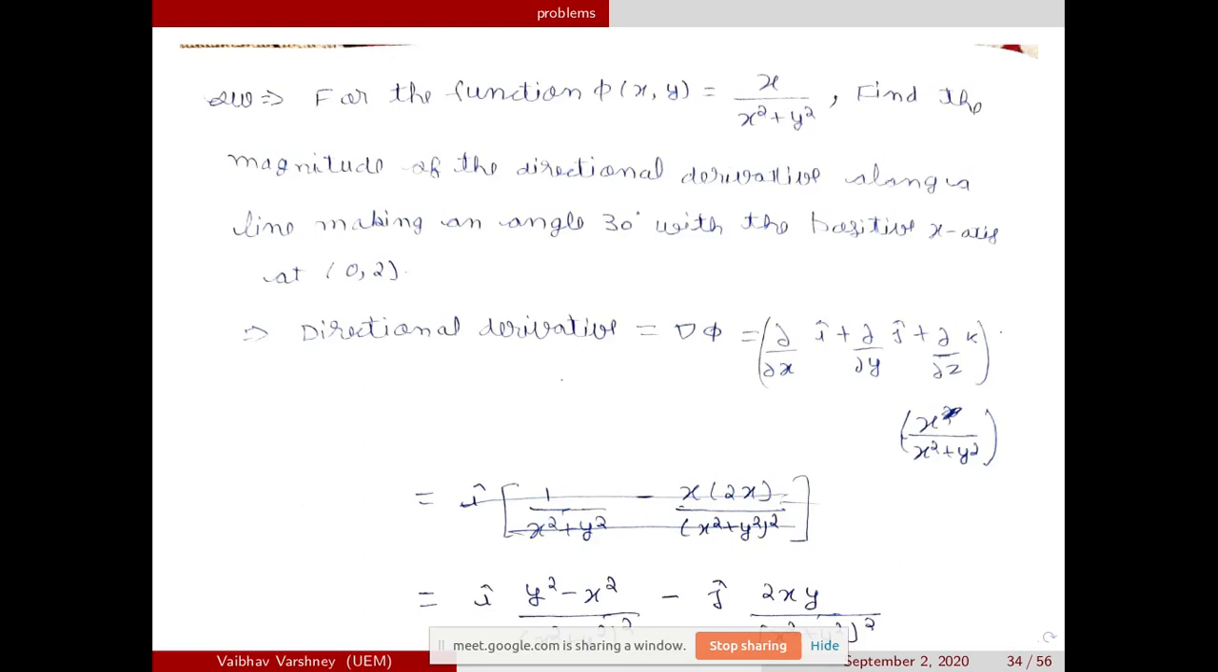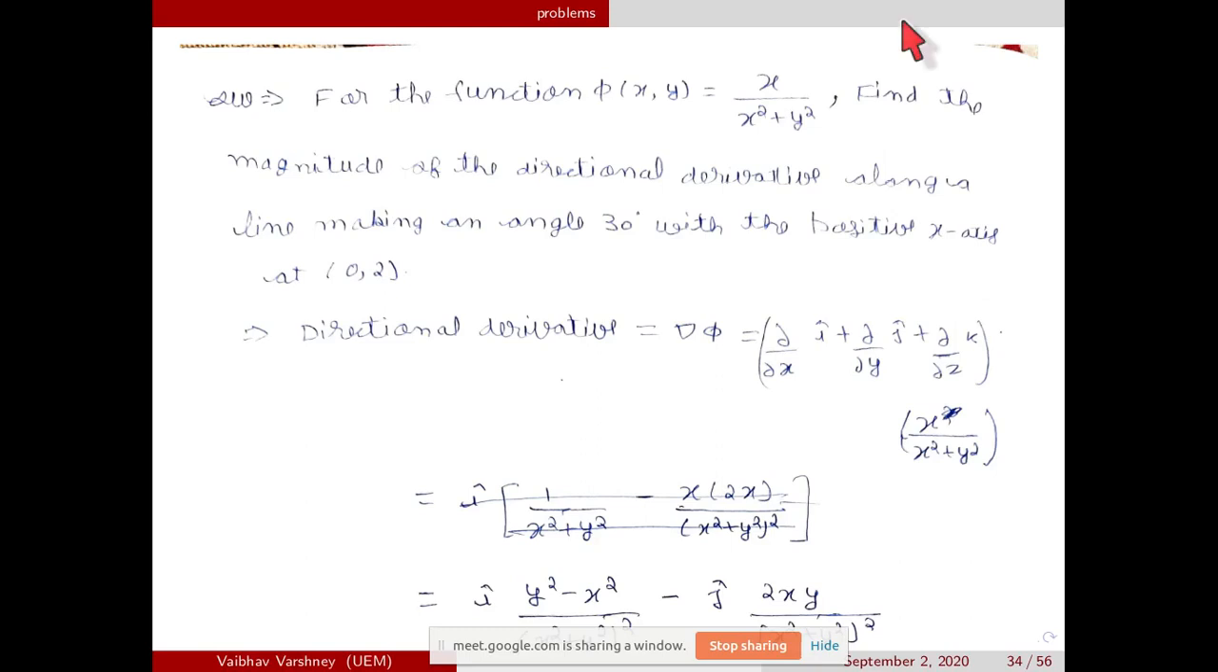So if we do it in terms of x, then v as it is into the derivative of the first term, minus u as it is into the derivative of the second term, upon x square plus y square whole square. I think I have written it right.